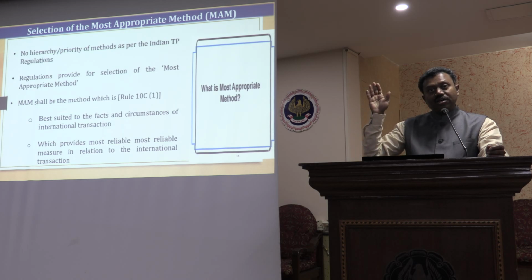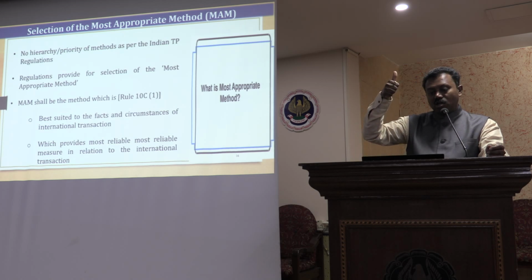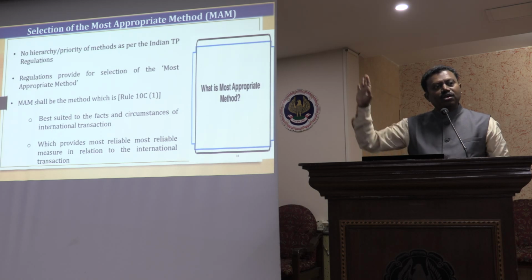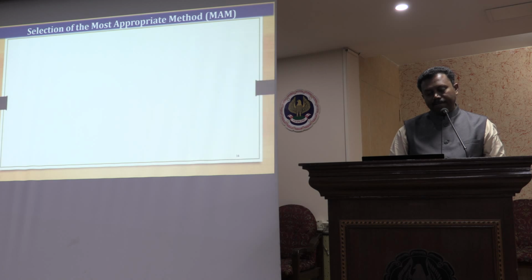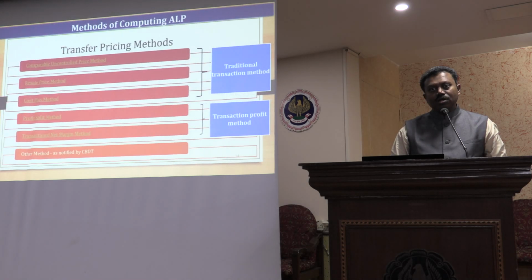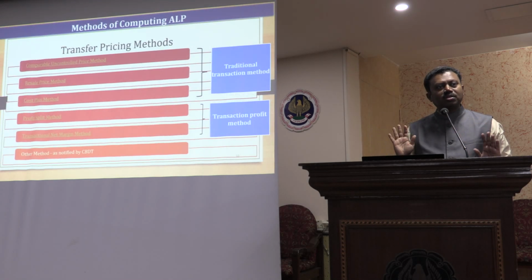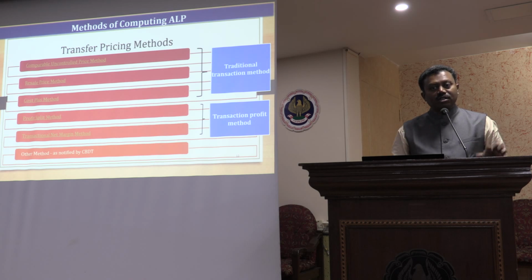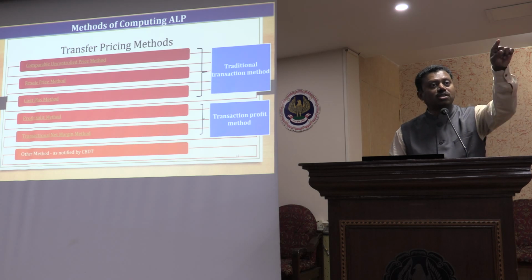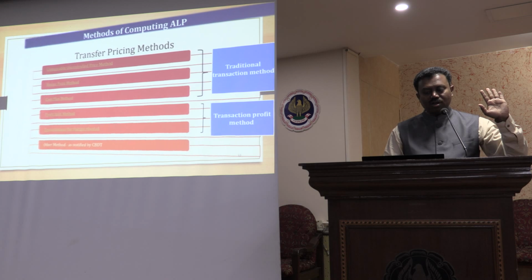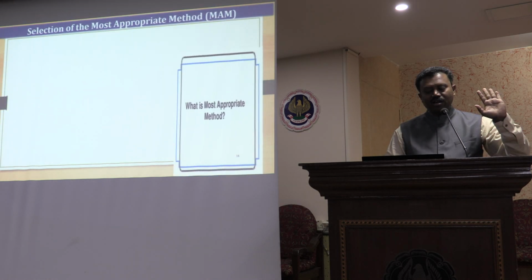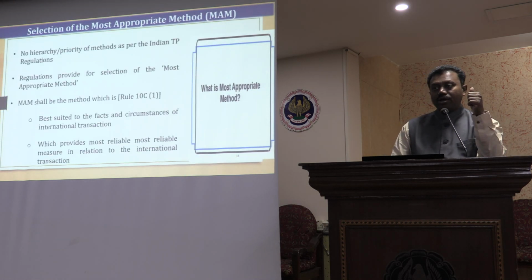So we need to understand here, there is no hierarchy or priority of methods as per the Indian TP regulations. What we saw here is only a listing. They are told the 6 methods are there, but they are not told to first exhaust one, then come to the next. They are not told that. So there is no hierarchy. Regulations provide for selection of the most appropriate method.